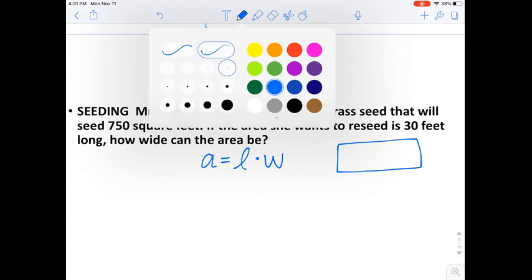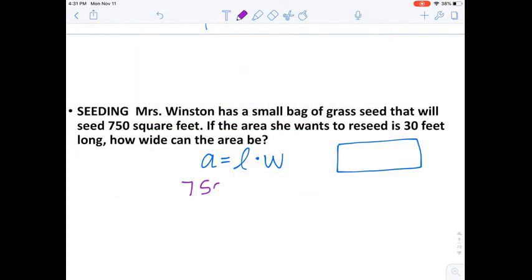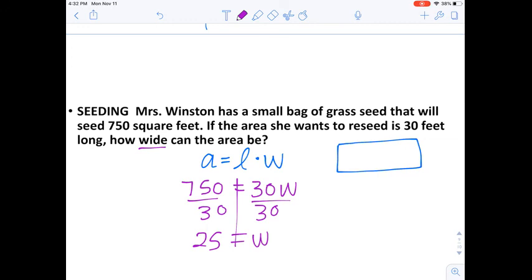So we know that the area is 750 square feet. It is 30 feet long, so 30 is going to be our L, and we're trying to solve for the width, how wide it is, so 30 times W. To undo multiplication, we're going to divide. We're going to divide both sides by 30 to get W by itself. 750 divided by 30 is 25. 25 is our width, and it's measured in feet. So our width is 25, and our length is 30.